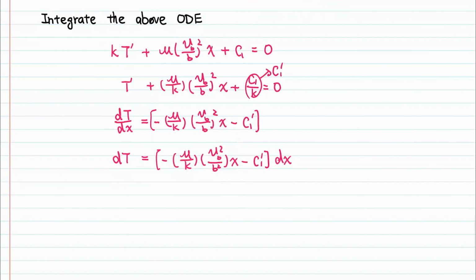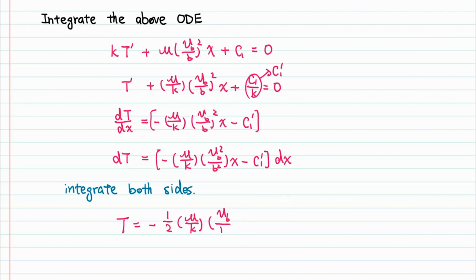Now we integrate both sides. We get T equals negative 1 over 2 times mu over k times vb squared over b squared x squared minus C1 prime x plus C2.